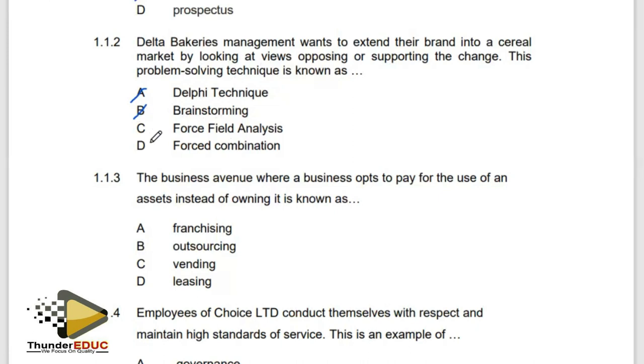Under force field analysis, the manager tasks employees to identify different solutions for the given problem, as well as inviting them to give advantages and disadvantages of a given solution.